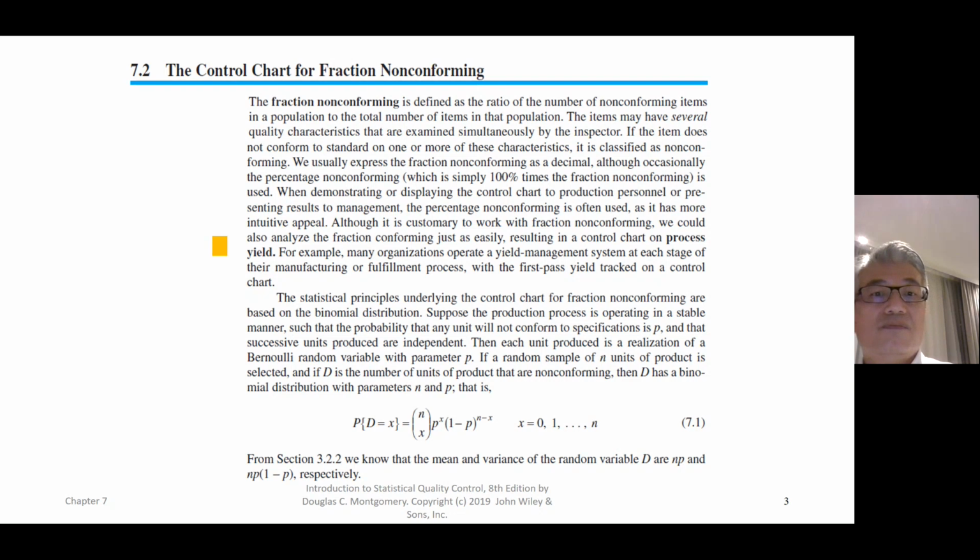The statistical principles underlying the control chart for fraction non-conforming are based on the binomial distribution. I stop here for a while. I will come back later. I will call the front desk to check what is the test for the alarm.